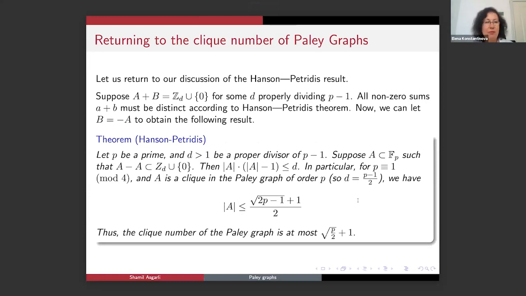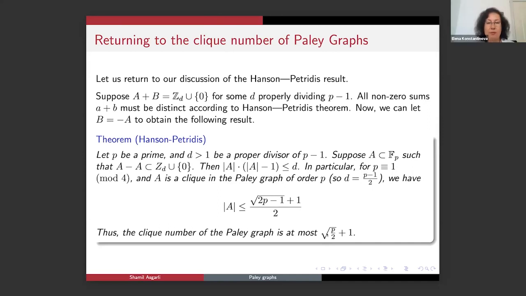So I just have two very simple questions. The first one is about this Hanson Petridis upper bound. So is it the best known upper bound currently? Yeah, I believe that it is. In fact, the square root of p over 2 plus 1 is the best known upper bound. And I could be wrong. So this is the best known general upper bound, right?